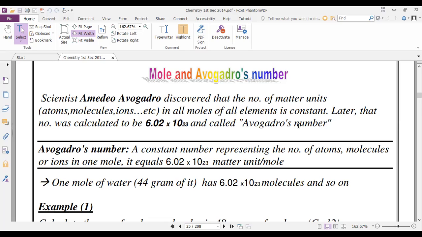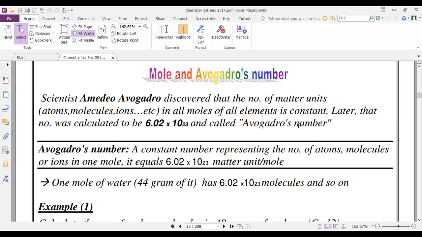So what is meant by Avogadro's number? A constant number representing the number of atoms or molecules or ions in one mole, and it equals 6.02 times 10 power 23 matter units. So what is meant by Avogadro's number, Mariam? A constant number representing the number of atoms, molecules, or ions in 1 mole, equal to 6.02 times 10 power 23 matter units per mole. Excellent.